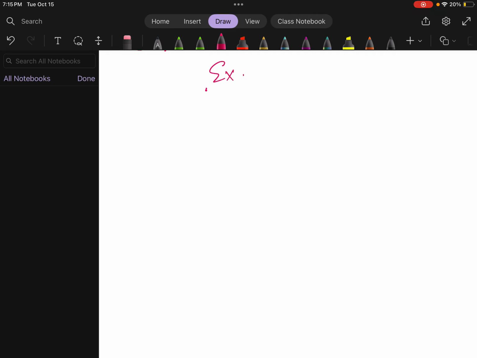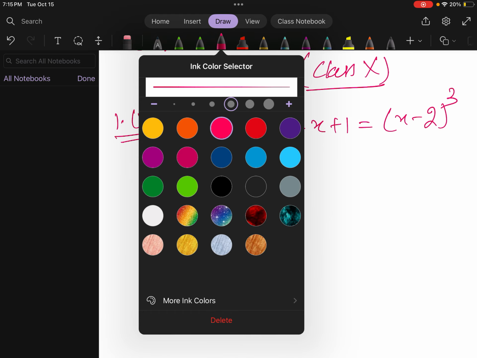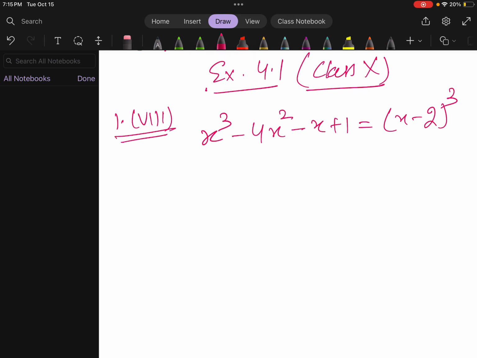This is from Exercise 4.1, and this is for class 10th. So for Exercise 1, we will take question 8. What exactly is the question? x to the power 3 minus 4x square minus x plus 1 is equal to (x minus 2) whole cube.